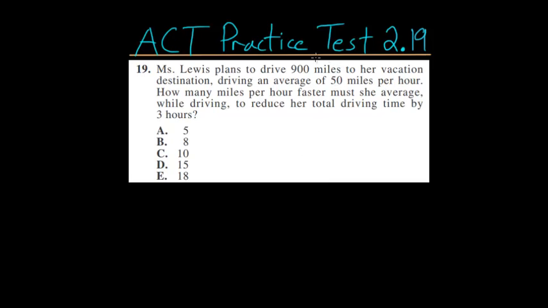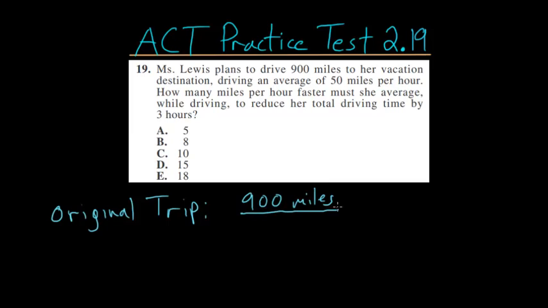So to start, let's take this 900 miles and divide it by this 50 miles per hour, and that'll give us the total number of hours that the trip was originally planned to take. So let's call this the original trip, and we know that it's a trip of 900 miles, and it was planned to be taken at an average of 50 miles per hour. And when you divide 900 by 50, what you're left with is 18 hours. So originally, her trip of 900 miles was going to take 18 hours.